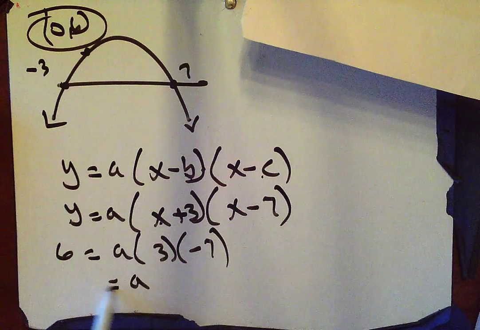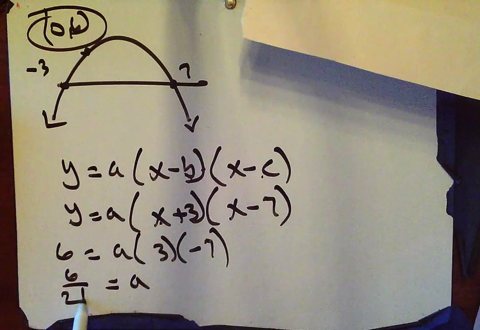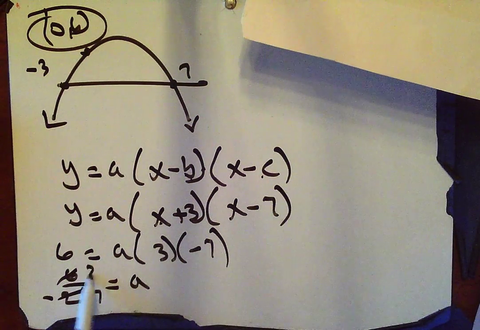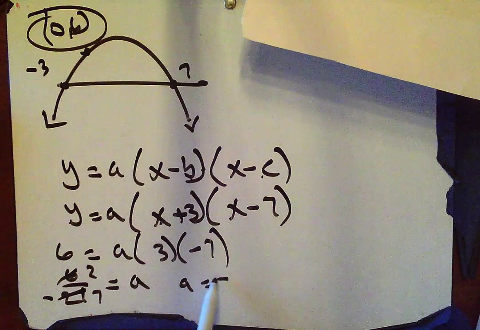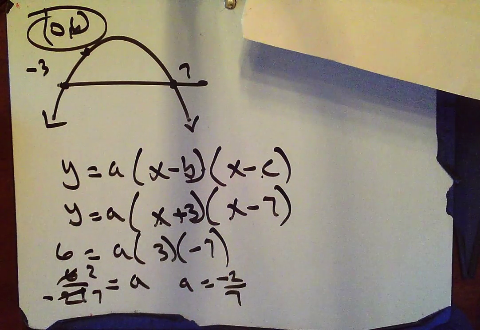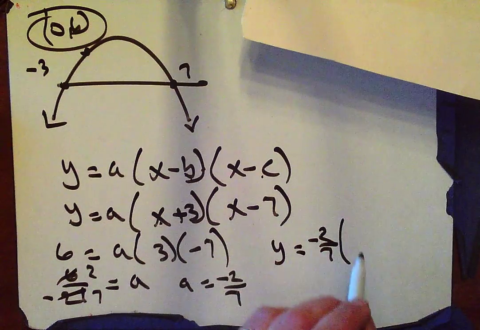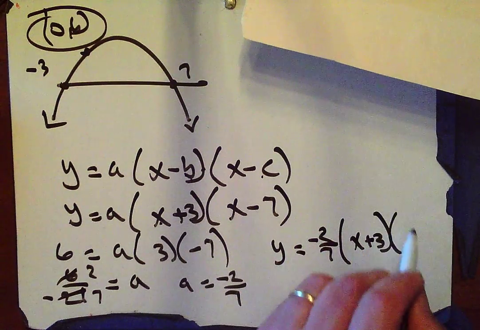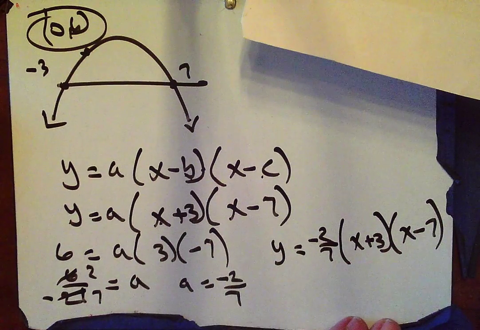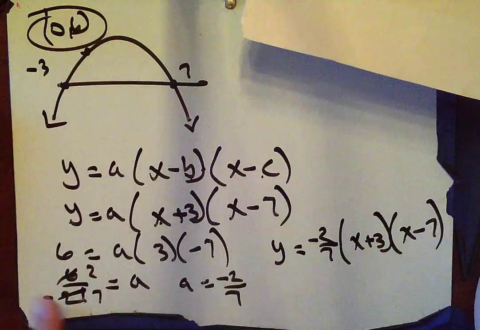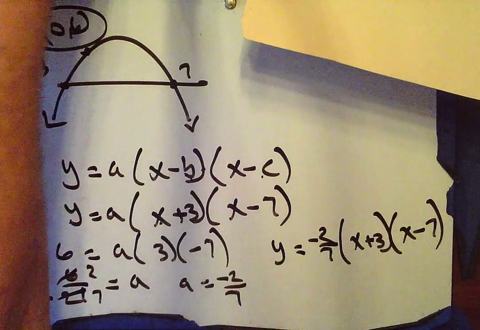So I get a equals 6 over negative 21. I can divide 3 out, and so I get an a value of negative 2 sevenths. Great, so then our equation y equals negative 2 sevenths, x plus 3, x minus 7. 21 goes down here, divide. Oh, I feel pretty good about that.